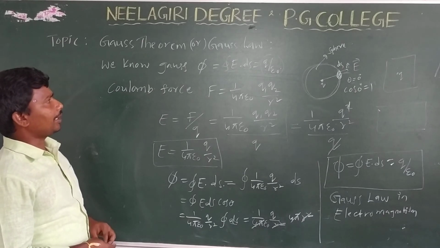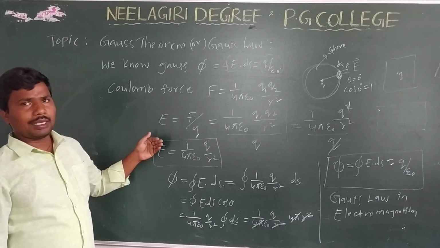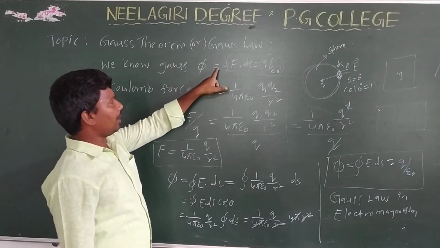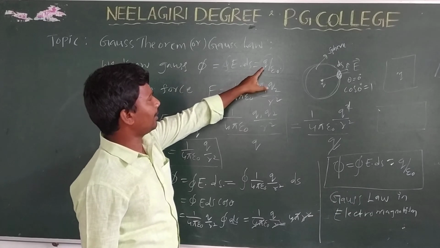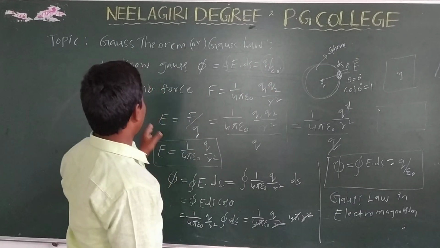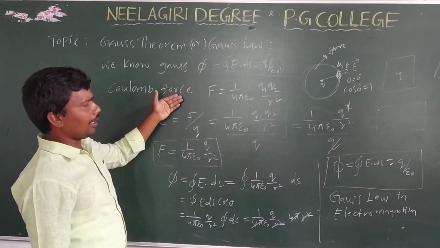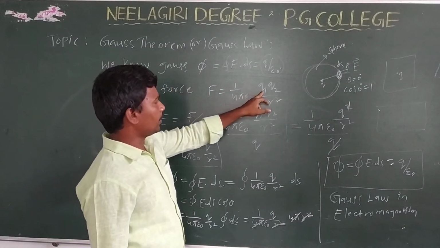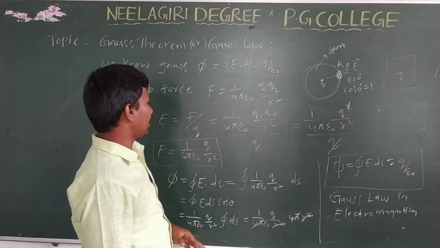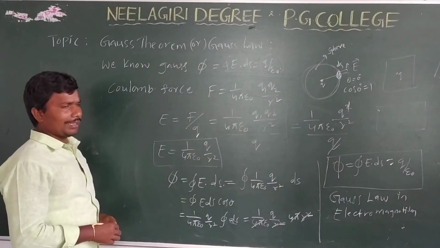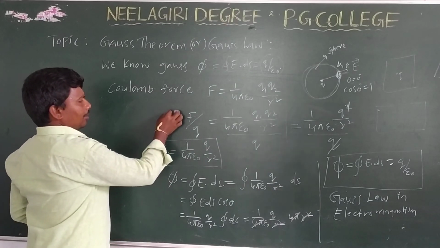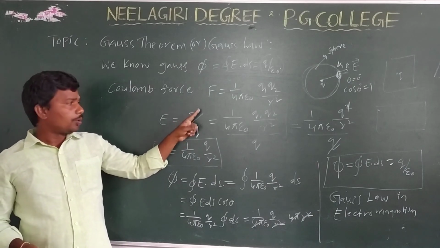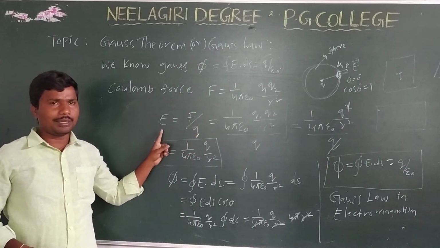Okay, once again I repeat the proof of the Gauss law. We know from the definition that electric flux is equal to the closed integral E dot ds, which equals Q by epsilon naught. So we know the Coulomb force law very well. What is Coulomb force law? F is equal to 1 by 4 pi epsilon naught into Q1 into Q2 by R square. So we know the electric field. What is the electric field? The force acting on a unit positive charge is called the electric field.